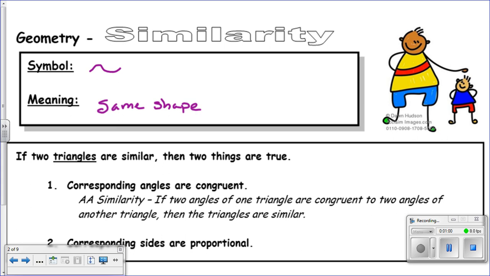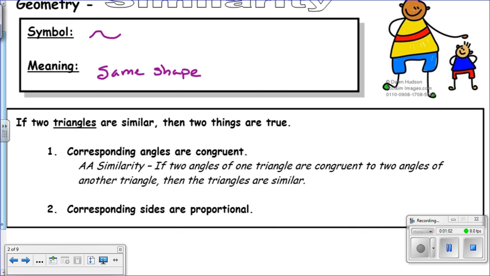Okay, if two triangles are similar, then two things must be true. Two things. This is what you're going to have to remember for similarity. Just these two things. If two triangles are similar, then their corresponding angles are congruent. So it means your angles must be the same.